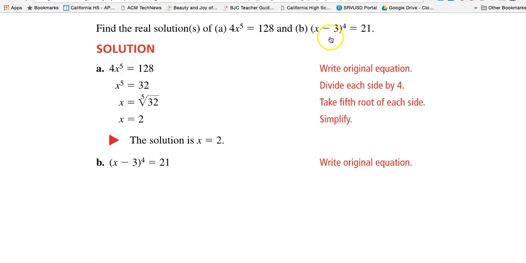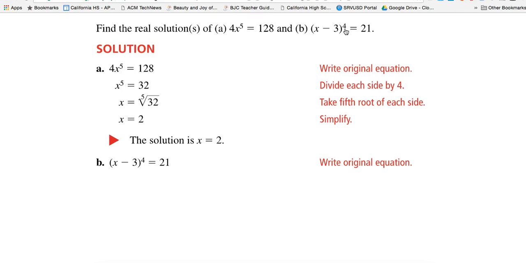You see right here that your variable is inside parentheses. And also, you're not always going to have a nice clean base here. You're not always going to have a number that is evenly taken by a root or works out to a nice clean solution. So here we've got x minus 3 to the 4th power equals 21.